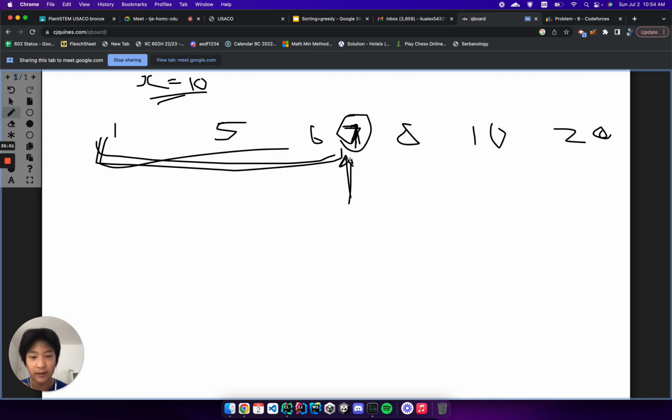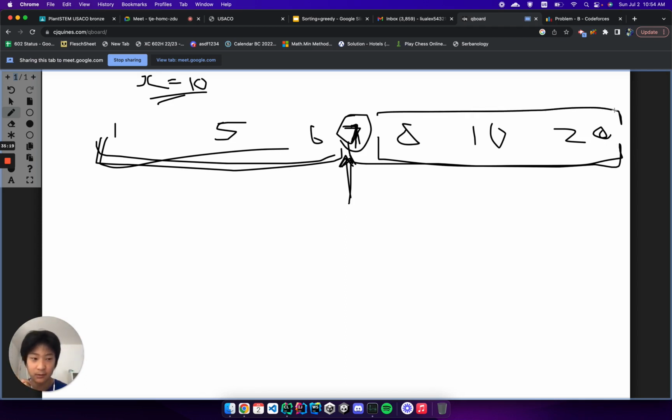We choose the middle value. So we see that 7 is less than 10, so we know that the answer is going to be somewhere within this range, right? So how do we do that? We just do the exact same thing again on this segment of the array. So again, we choose the middle value, and coincidentally, this is our answer.